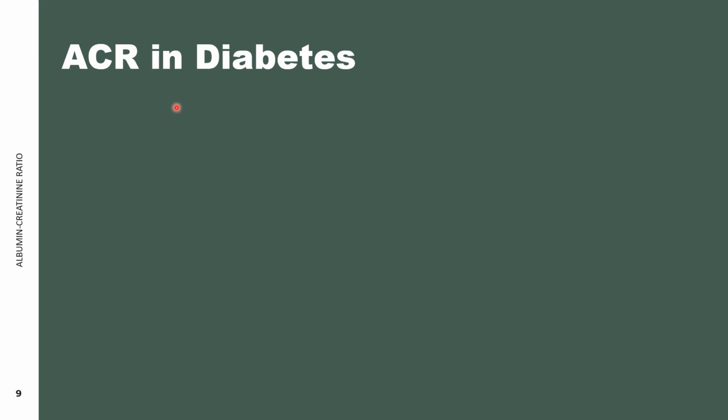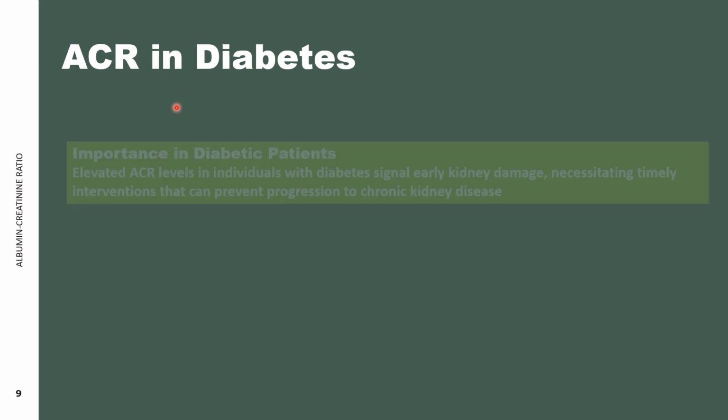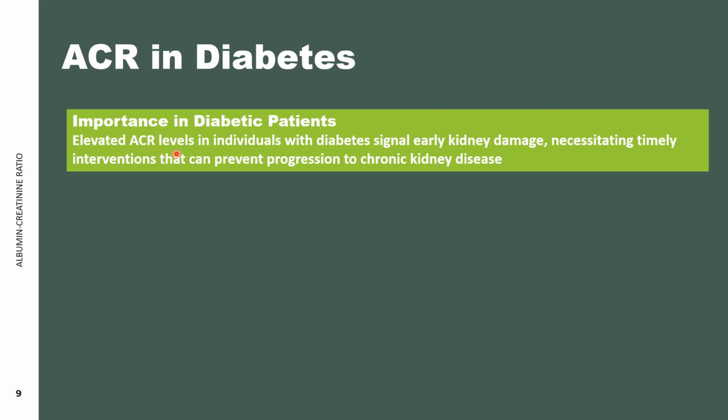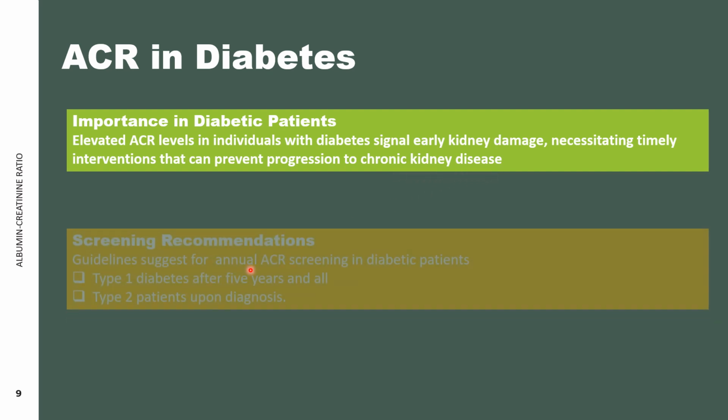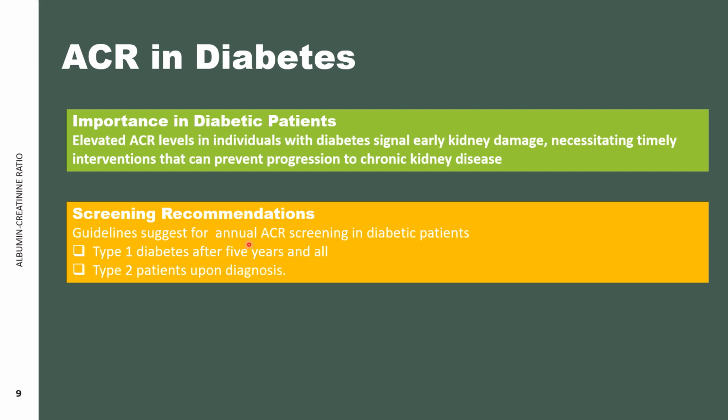So, what is the role of ACR in diabetes? Elevated ACR ratio in diabetic patients signal the early kidney damage. So, intervention should be done to prevent progression to the chronic kidney disease. What are the guidelines? Guidelines suggest annual screening in diabetic patients, in type 1 patients after 5 years of diagnosis, and type 2 patients upon diagnosis.